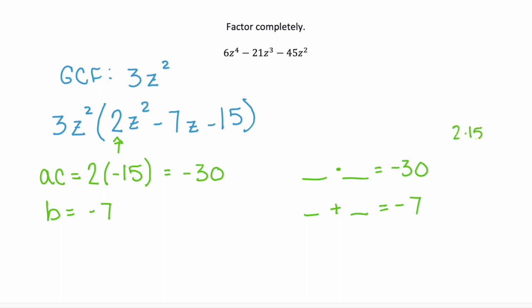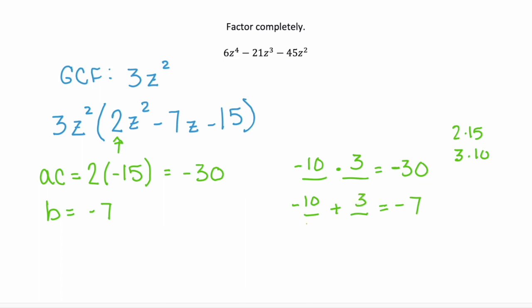2 times 15 is the first possibility I think of, and there's no way for that to ever add to 7. Next would be 3 and 10. Well, since we need them to multiply to a negative number, one of them is going to be negative and one positive. And notice if we have a negative 10 and a positive 3, they multiply to negative 30, and they also add to negative 7.